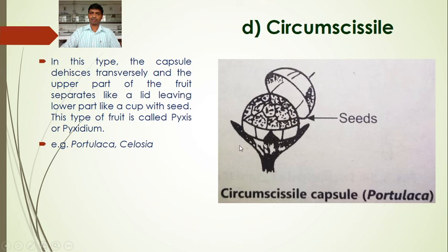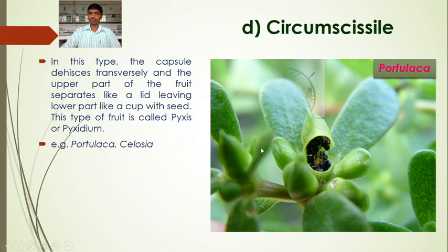For example, Portulaca. So this is the photograph of Portulaca where the fruits dehisce, open horizontally, that is transversely, to produce two parts, upper part and lower part. The upper part is like a lid, while the lower part is like a cup with the seeds. For example, Portulaca. So this is the type of circumscissile capsule found in the Portulaca.